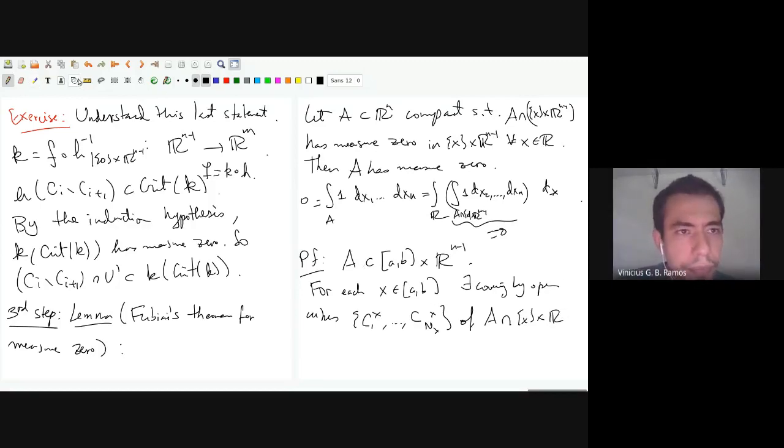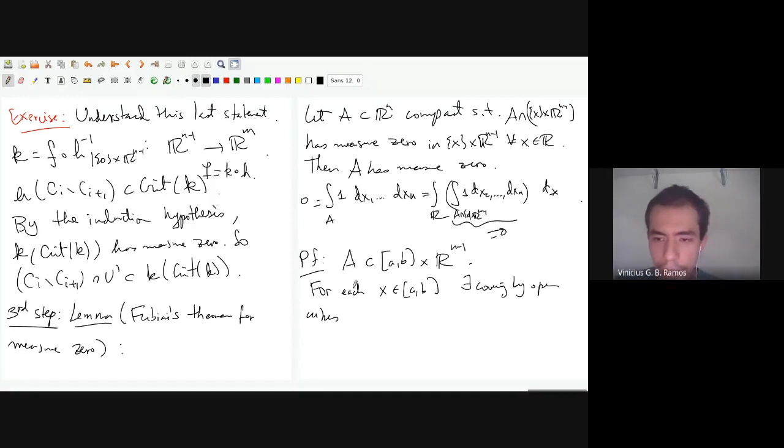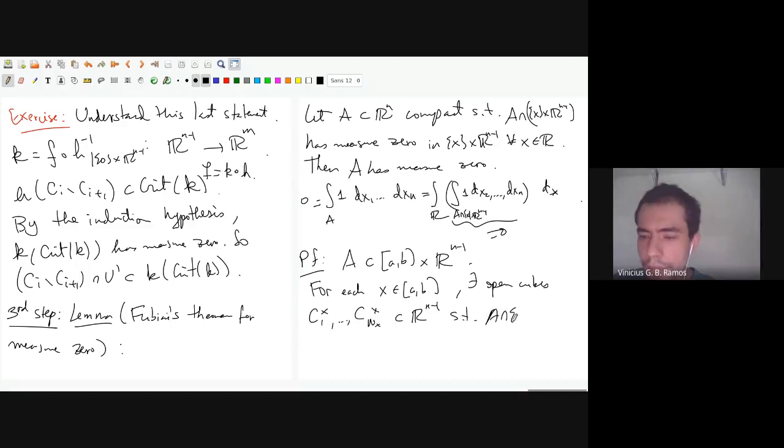Actually, sorry, let me be more precise. Since we're doing basic measure theory, I'd better be more precise. So my open cubes are, let me say the following: there exist open cubes C_1x up to C_(n_x)x. These are open cubes in R^(n-1), such that A intersected with {x} times R^(n-1) is covered by {x} times C_1x up to {x} times C_(n_x)x.